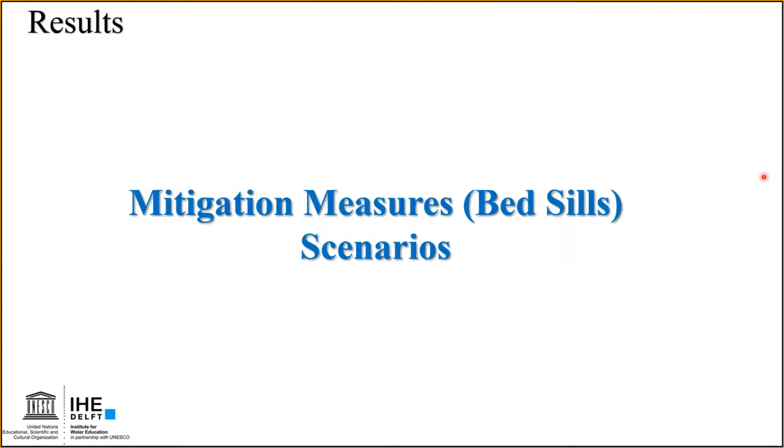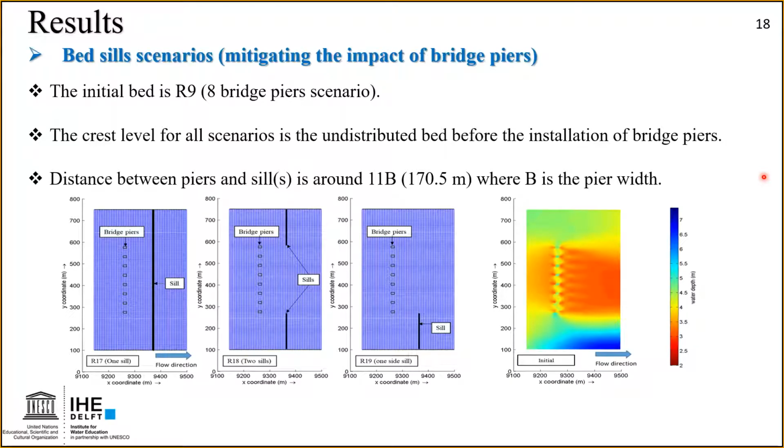Now we come to the mitigation measures. We used three types of configuration for the mitigation measure: a sill along the whole cross section, two side sills, and one side sill on the pool side. We used R9, which has 8 bridge piers, as a critical case. The crest level for all scenarios is the undisturbed bed before the installation of this bridge pier. We fixed the distance at 170.5 meters.